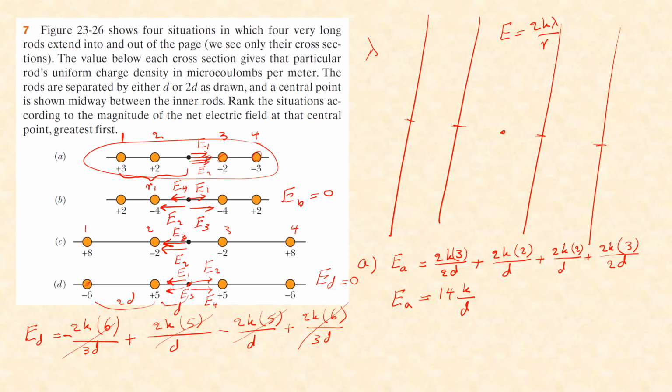In part C, it is the same as this plus that, because the other two cancel each other. So the ranking is clear. Which one is biggest? EA is the biggest, greater than EC, greater than EB, and EB is equal to ED, and both are 0.